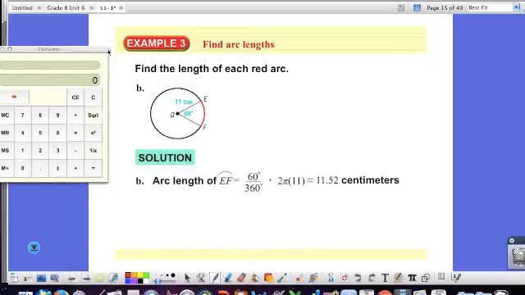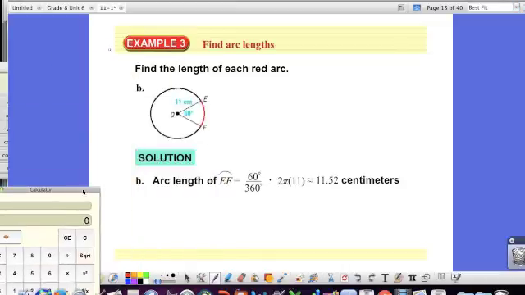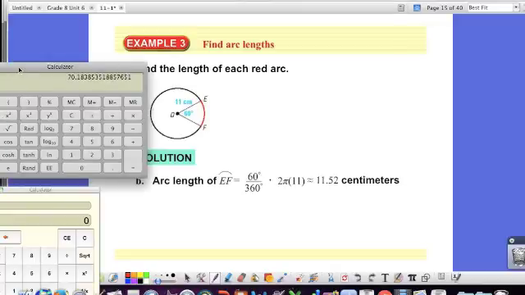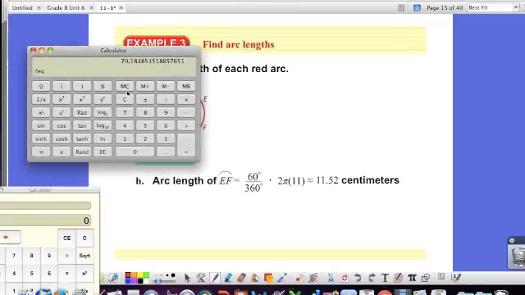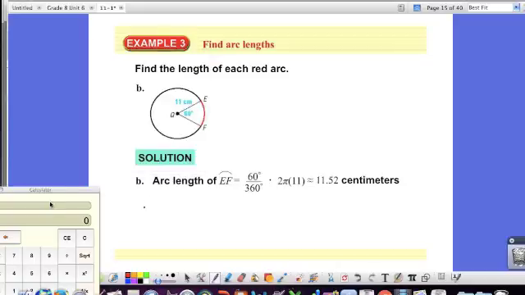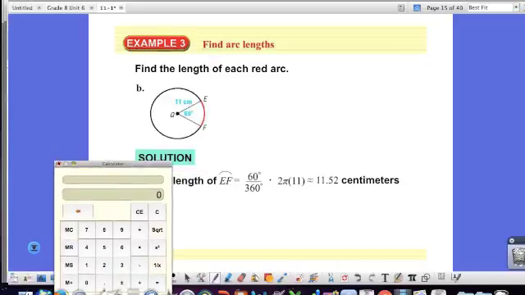Okay, now we're going to find the arc length of the red arc. Once again, 60 over 360 is going to be 1/6 of 22 times pi. So we'll do this for you. 22 times pi equals that amount, and 1/6 of that, so just divide it by 6, is 11.52.